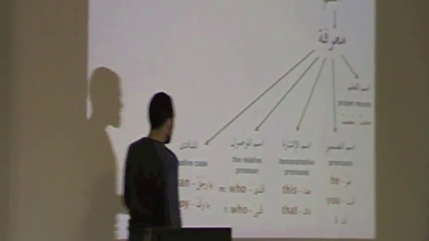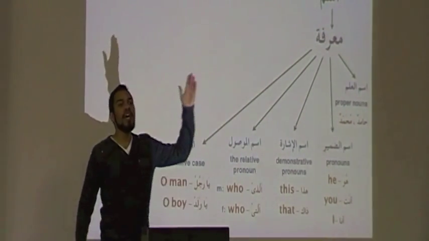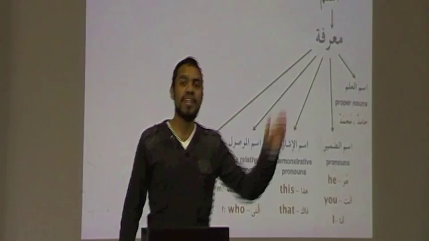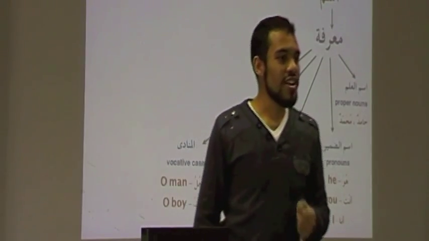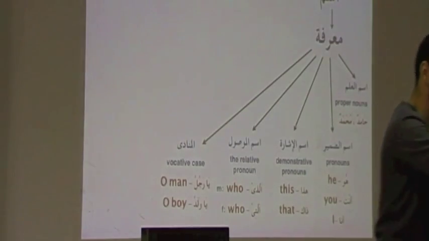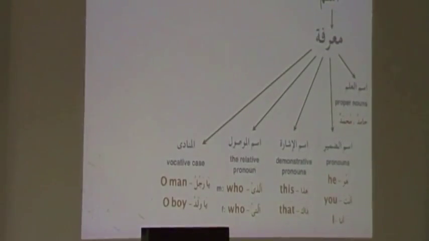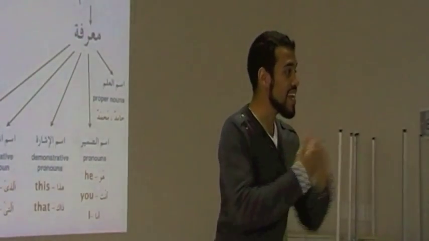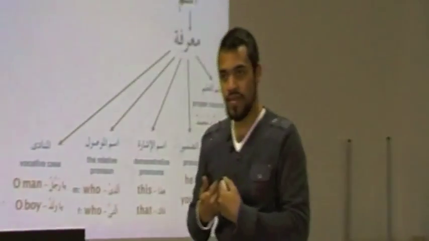Okay. Ya rajulu. Everybody say? Ya rajulu. Ya rajulu. Oh man. Now when I address the young man over here, Ya rajul, I'm addressing a specific person. And ya is used when you address somebody.